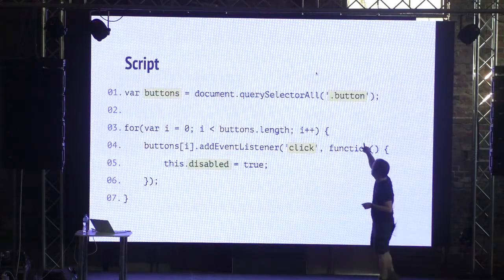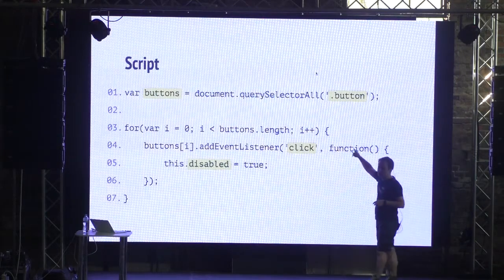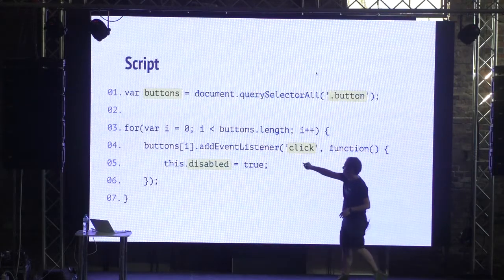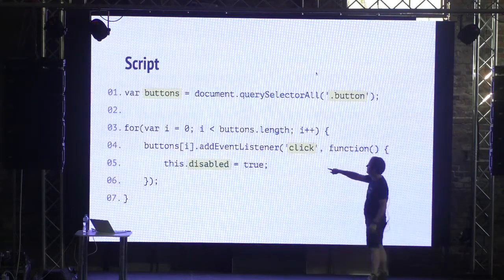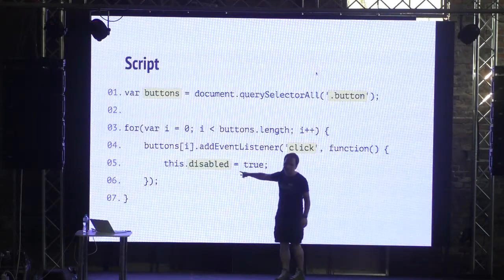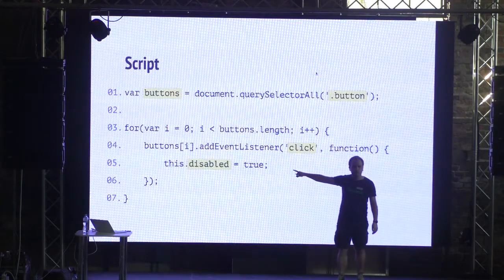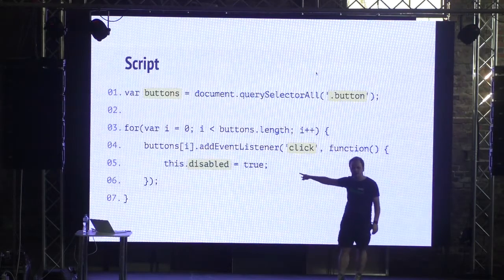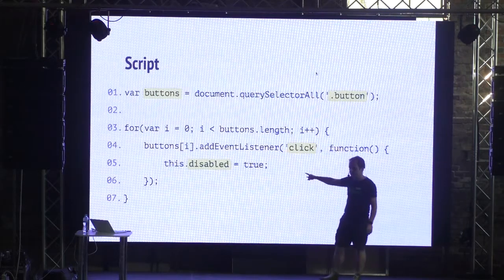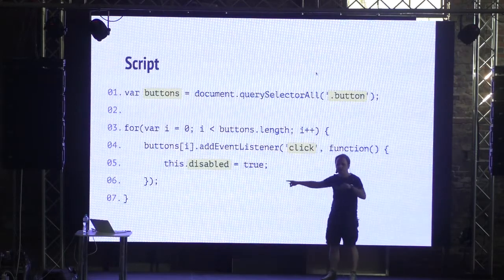But what else? I added a small piece of JavaScript here. I look for all button classes in my code, because all of them, both divs and buttons, have this class. I go through them and I add a click event listener. And once it's clicked, I disable it. Wait a second. I wasn't clicking buttons. I was pressing the space key. What's going on here?